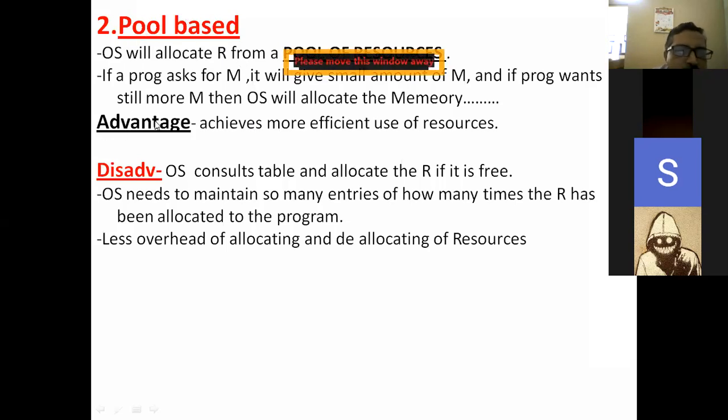The main advantage of this pool-based resource allocation is that it achieves more efficient use of resources. Why? Because as and when the process demands a resource, here memory, the OS can go on allocating the memory. Hence, it achieves more efficient use of resources.